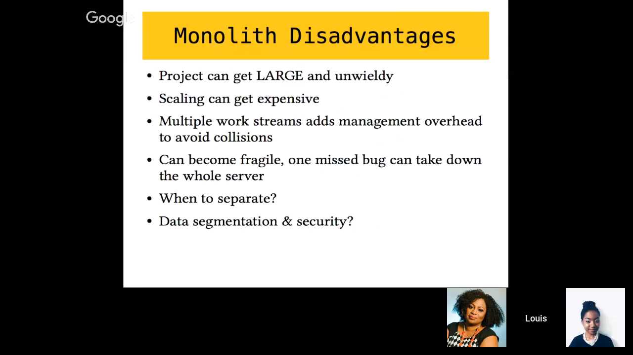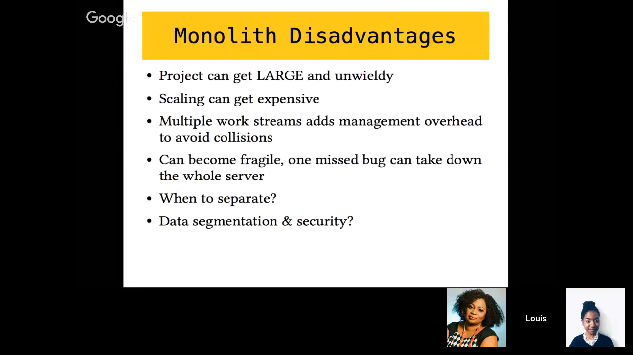Scaling can get expensive depending on the resource needs of your server. You might be looking at hundreds of dollars a month for a single server. Multiple work streams, as you have multiple teams working on things, you might have people touching the same service, can lead to merge conflicts, decisions of whose work needs to go in first to make sure everything works, what gets deployed. There can be a little bit more management overhead there.